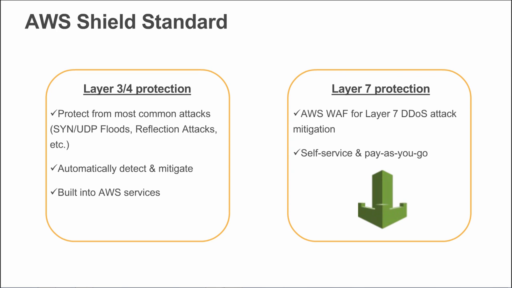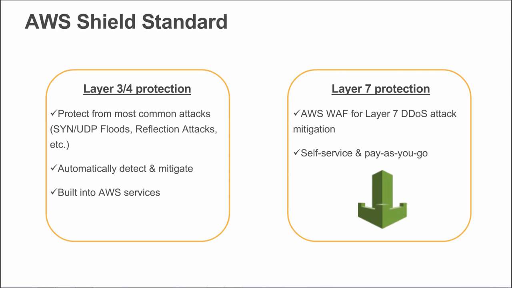AWS Shield Standard is very similar to the type of protections that AWS has always been providing to you all these years. AWS Shield Standard protects against some of the most common DDoS attacks, like SYN floods and reflection attacks. You can think of Shield Standard as protecting against some of the most frequently occurring attacks, or 96% of the DDoS attacks that we typically see.